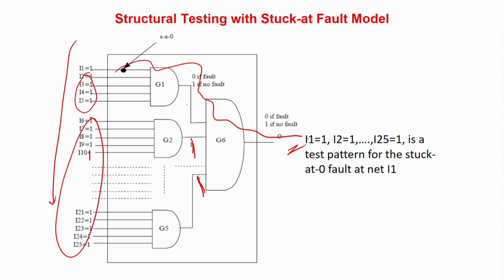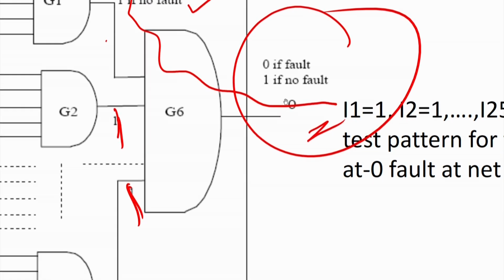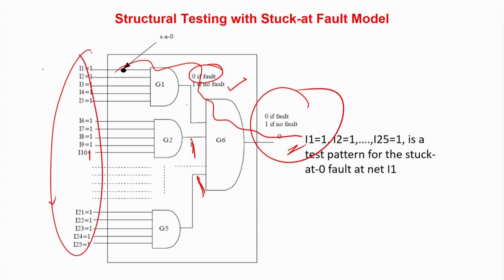Now, I put a 1 over here and all 1s over here. If the circuit is normal, you will get the output as 1 over here. If the circuit has a stuck-at 0 fault over here, you will get a 0. So the output will be 0 if there is a fault and 1 if there is not a fault. Basically, this is your test pattern, all 1s. All 1s is your test pattern, and if I observe 1 at the output, you can be very sure that it is not a stuck-at 0 fault.